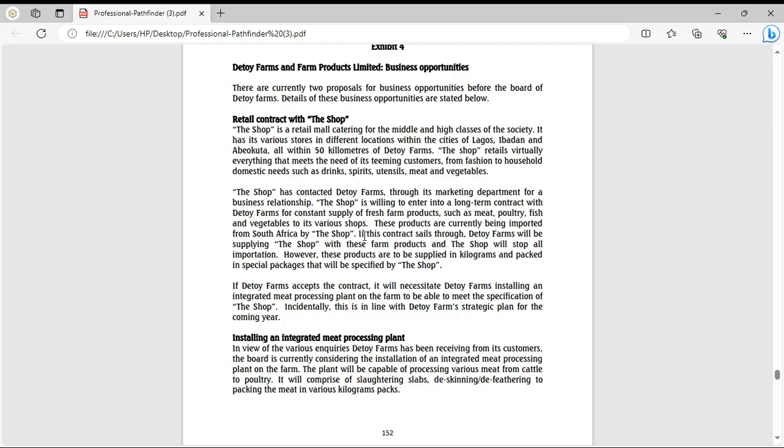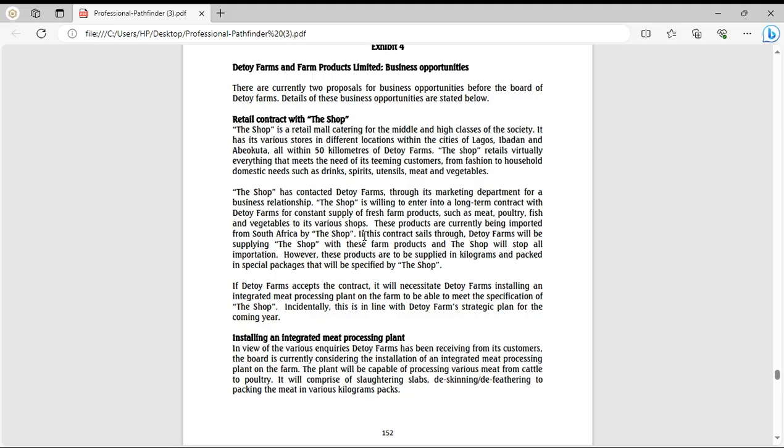You're working for Oluwole Abi Ezeife and Co. And Detroit Farm is your client. Detroit Farm is now telling you about its current business opportunities. So Detroit Farm is our client, not the shop. Let's get that straight. Detroit Farm is our client. Our client approached us and is giving us information about its current business opportunities, right?